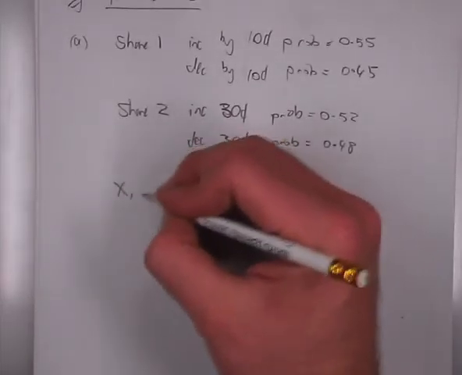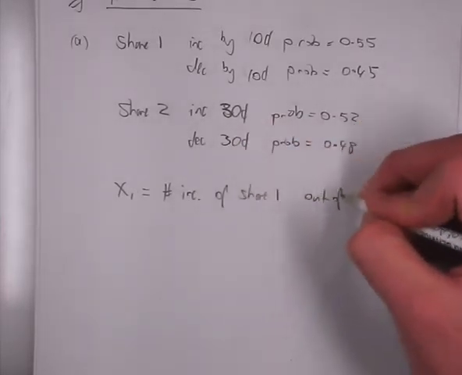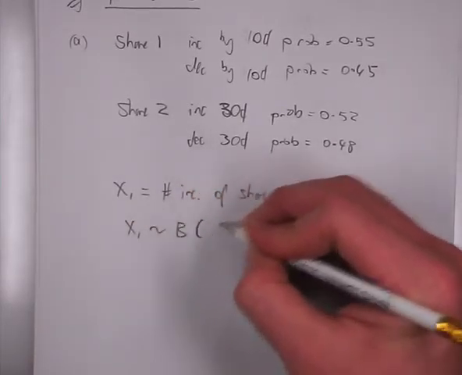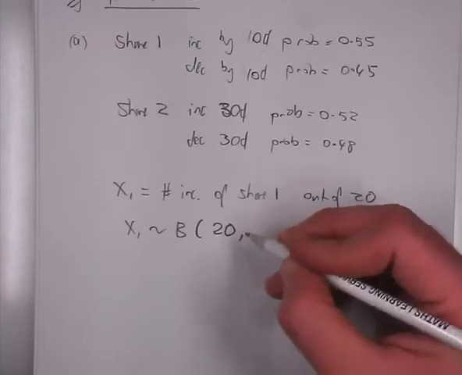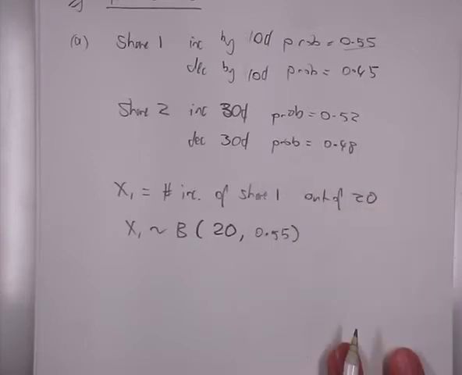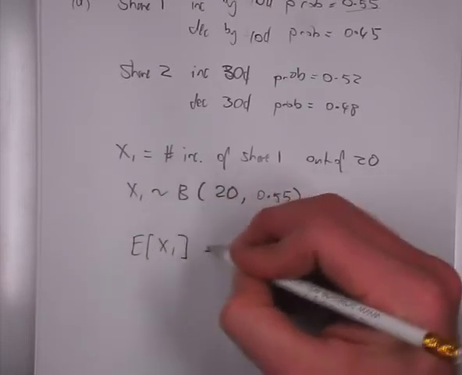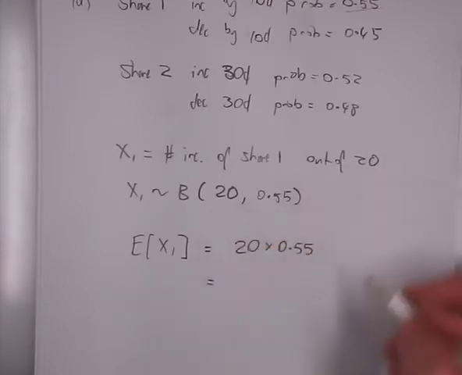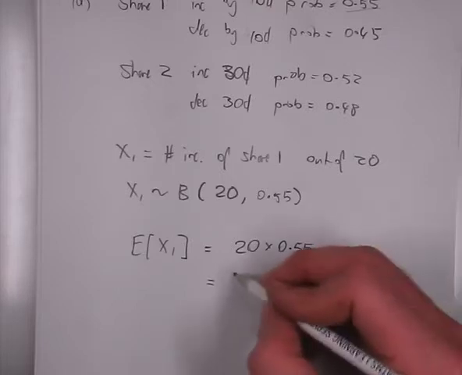So X1 is the number of increases of share 1 out of 20, because it was invested for 20 months. So X1 would be a binomial distribution with 20 trials, because each month is a trial, and the probability of increasing was 0.55. So the expected number of increases for share 1 would be n times p, because that's what it is for a binomial distribution. 0.55 times 10 would be 5.5, times 2 would be 11.